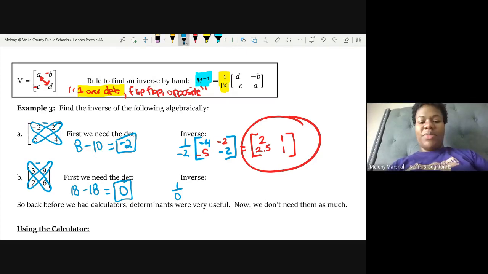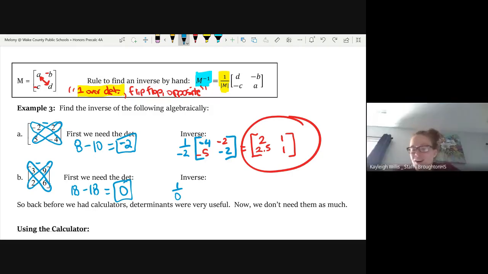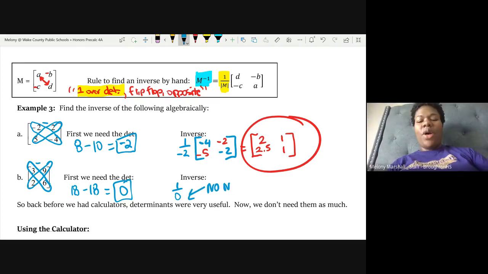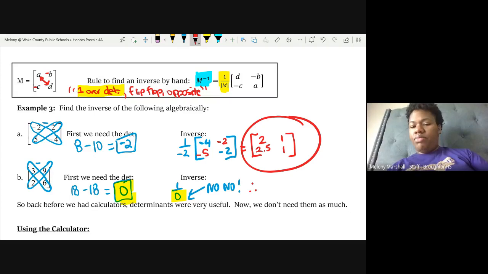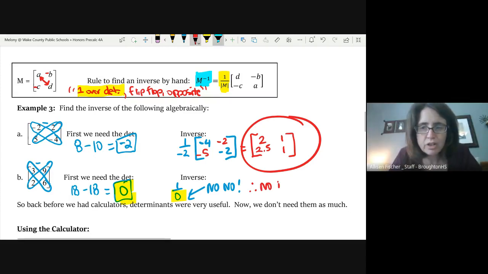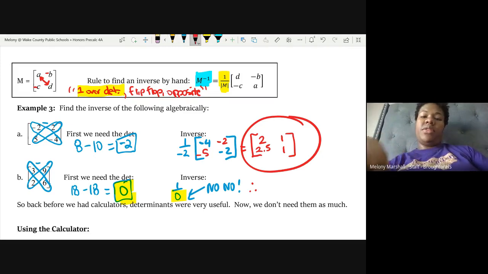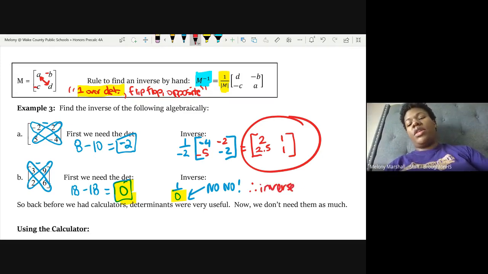So what do we do when there's a 0? Well, we don't need to set it up the same way, because what's wrong with a 0? You can't divide by 0. A 0 on the bottom is a no; a 0 on top is okay. So whenever your determinant is 0, that means there is, therefore, no inverse. We'll put: therefore, inverse does not exist. Inverse DNE. And then you are done.